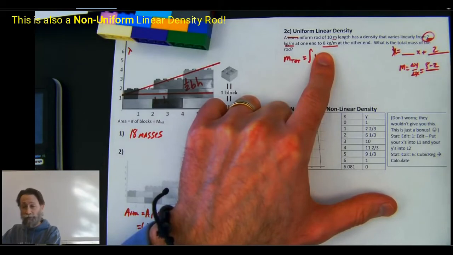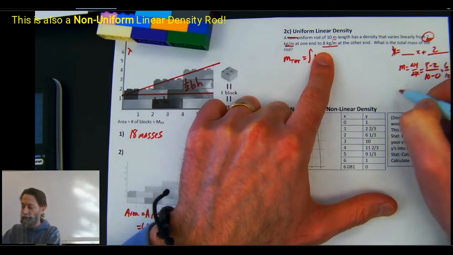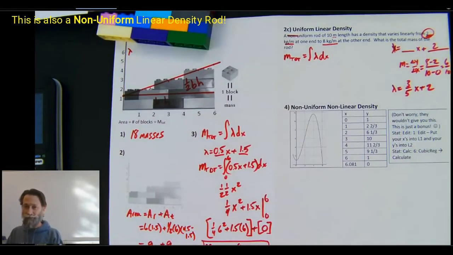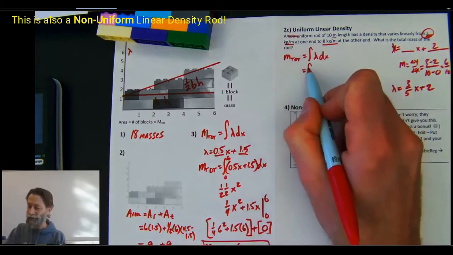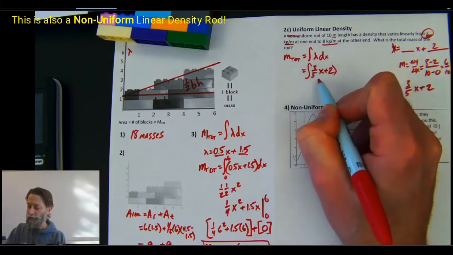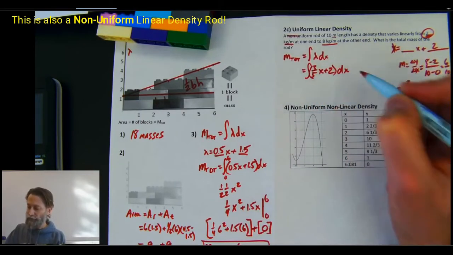And our change in our run is going to be from 10 to 0. And so that's going to give us a slope of 6/10, which is the same as 3/5. So I'm going to say lambda is 3/5 x plus 2. And everything becomes very much the same as what we did over here then. So we're going to plug our values in: mass equals the integral of 3/5 x plus 2 dx.